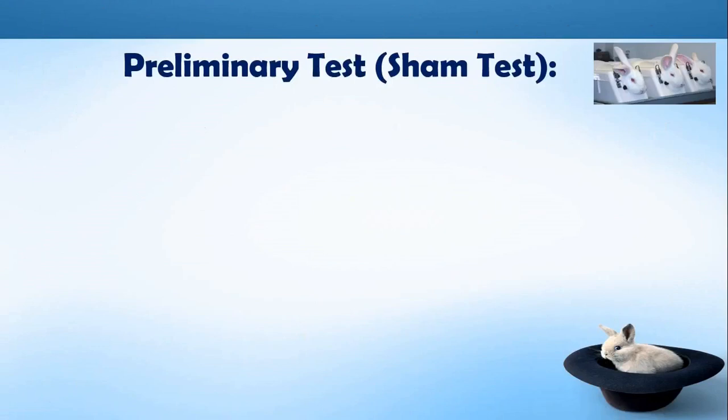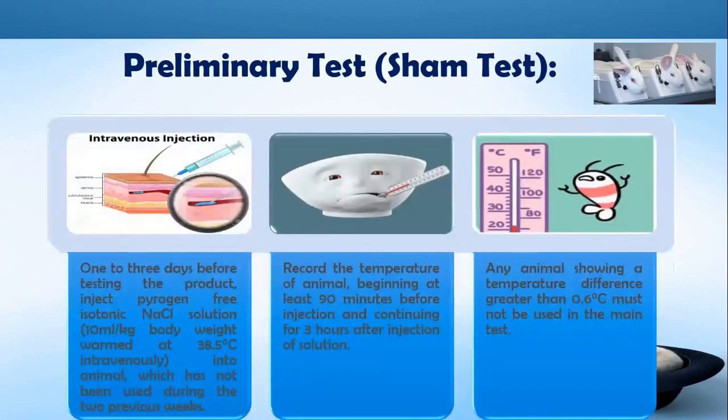Next one is the preliminary test, that is the sham test. First one is, one to three days before testing the product, inject pyrogen-free isotonic sodium chloride solution into an animal which has not been used during the 2 previous weeks. Second, record the temperature of the animal beginning at least 90 minutes before injection and continuing for 3 hours after the injection of the solution. Third, any animal showing a temperature difference greater than 0.6 degrees Celsius must not be used in the main test.